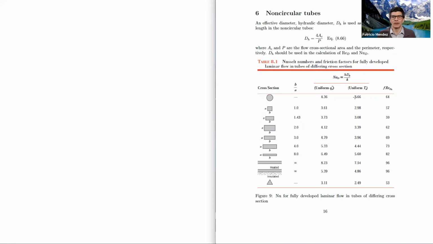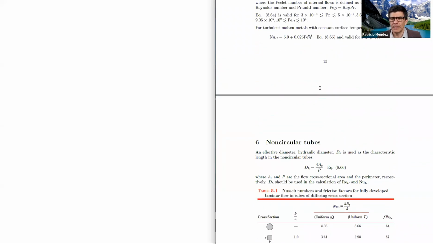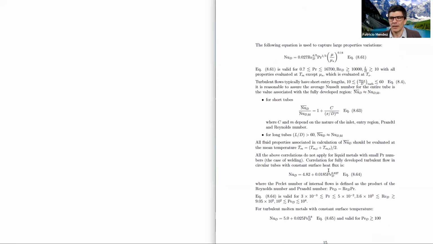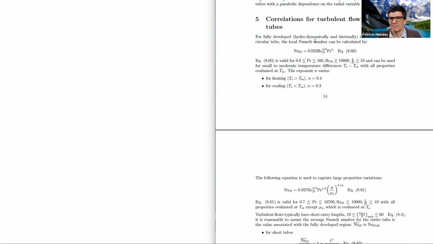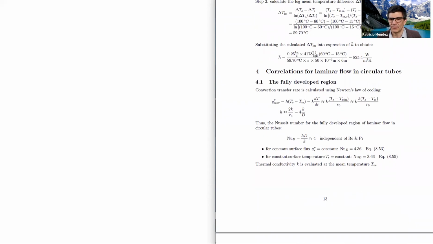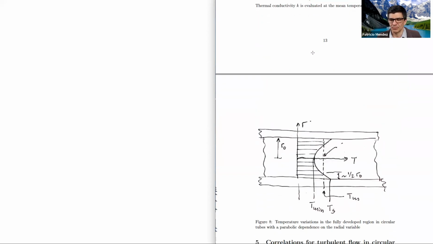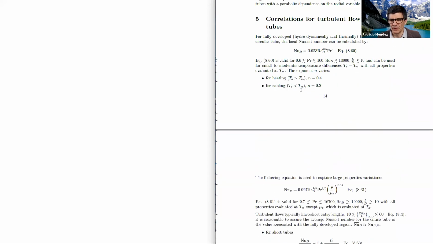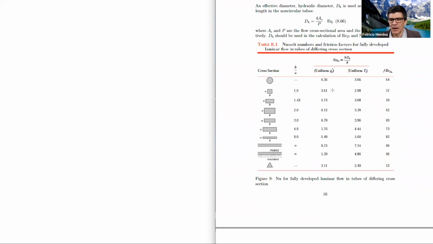Then we also mentioned how we could extend our correlations, right? Now, not coming from an exact solution of a differential equation, but we could extend a formula of this type, that has a constant. So this is turbulent, but in laminar flows, we have a constant Nusselt number, and we could extend our expressions by having the corresponding constant Nusselt number for different geometries.